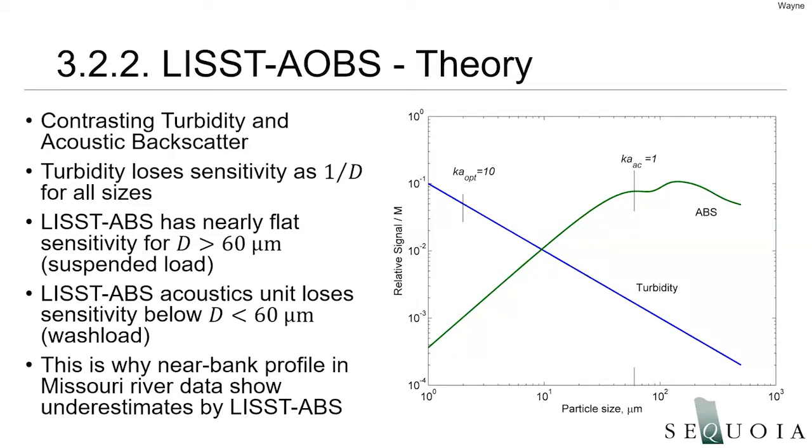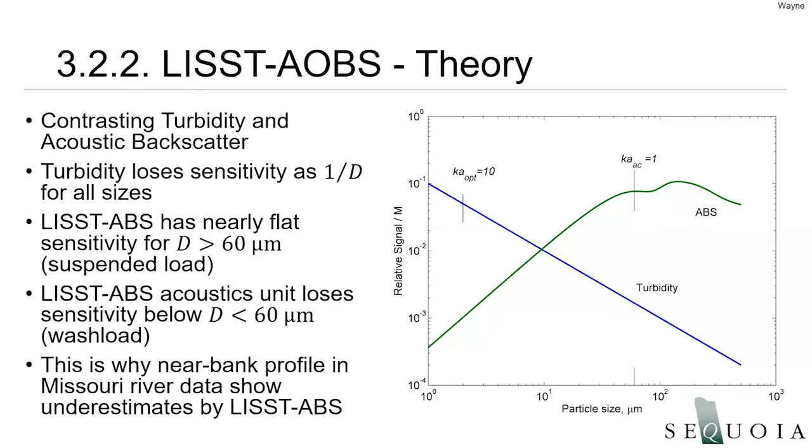Recall this plot, similar to what we looked at earlier in the presentation, that showed the response per mass concentration for both the turbidity in blue and the ABS in green as a function of particle size. So if we look at that blue turbidity curve, we again see that it has a strong response compared to the ABS for fine particles. The ABS, on the other hand, has a much stronger response for the larger suspended load particles. Furthermore, that response is relatively flat for even larger particles, which means that there is little dependence of the ABS output on particle size for those larger particles.